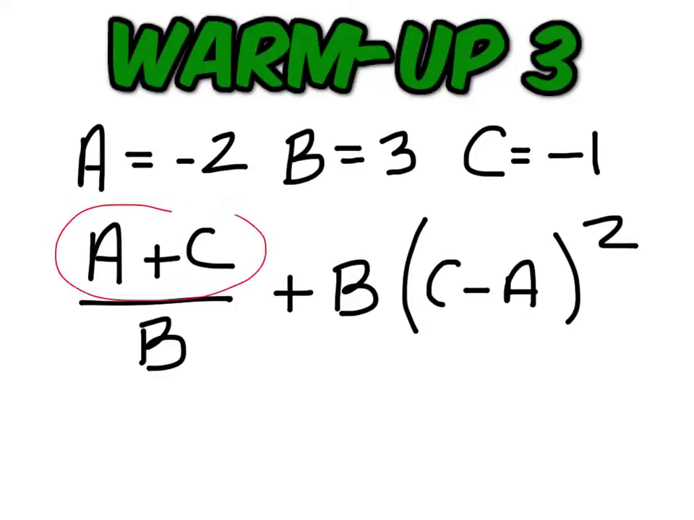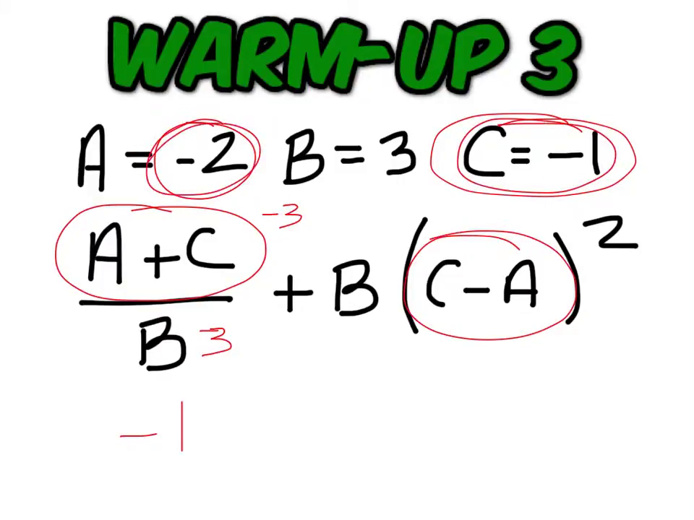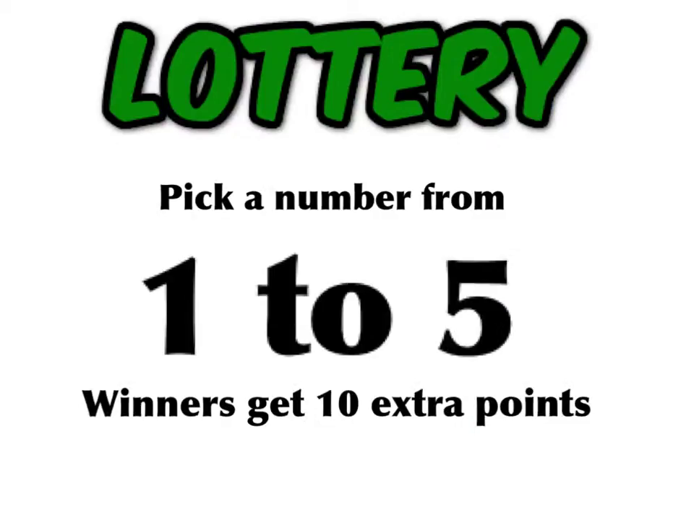For this one, a plus c is negative 2 plus a negative 1, that's negative 3, and divide it by 3 to get a negative 1. Then over here, c minus a is a negative 1 minus a negative 2, so that's a positive 1, squared is 1, and times b, which is 3, is simply a 3. So you end up with negative 1 plus 3. Answer is 2.